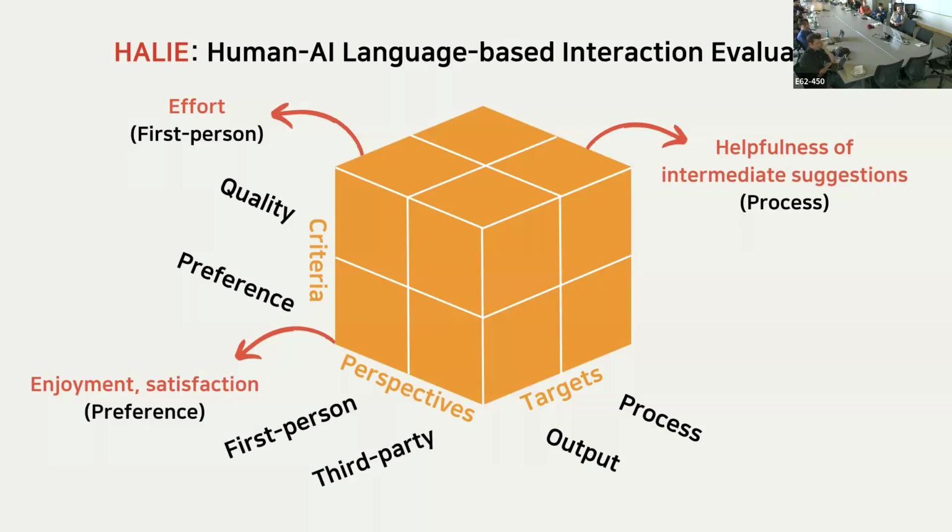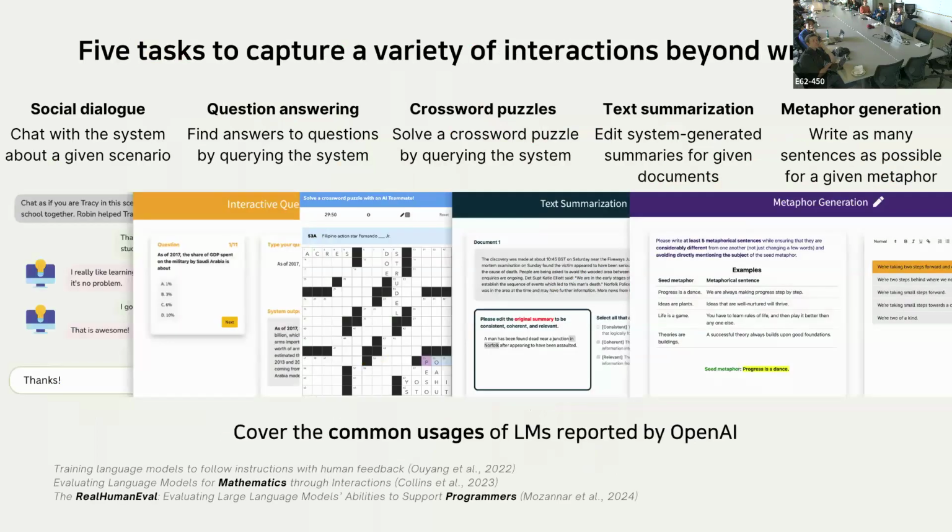Even though one model output has great quality, let's say it generated a story, I may like it, but you may not like it. And it matters that you like it, like if we're designing a system for you or for a specific user group. So we want to account for that. With that framework, we designed 5 tasks to capture a variety of interactions beyond writing.